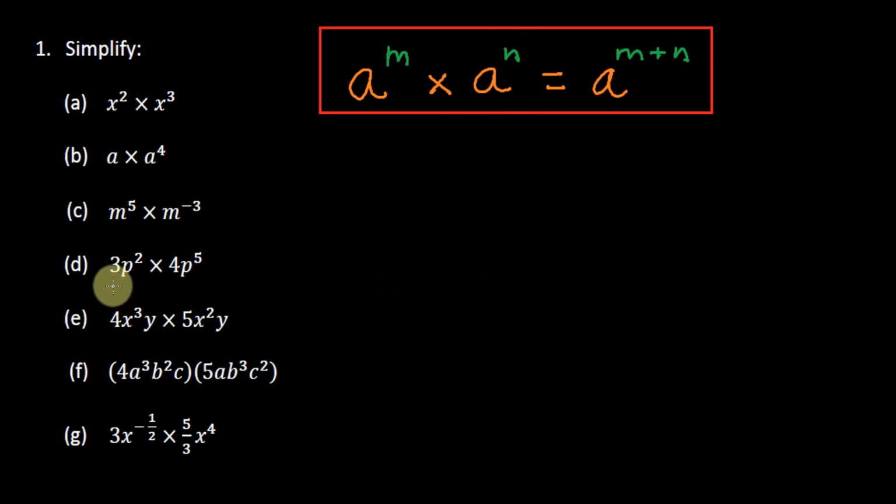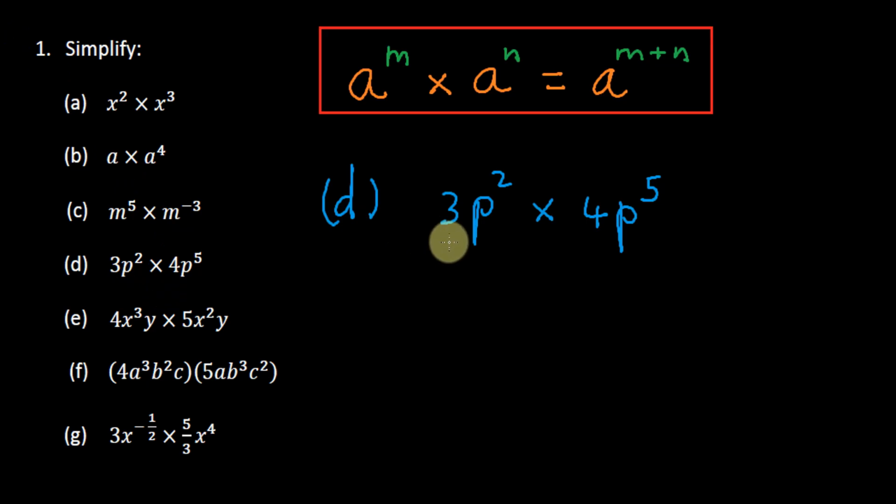Then in d, we have 3p squared times 4p to the power 5. Here we have numbers as well, so we simply multiply the numbers. 3 times 4 is 12. Then multiplying the p's, the bases are the same, so we can add the powers. So 2 plus 5 is 7. So 12p to the power of 7.